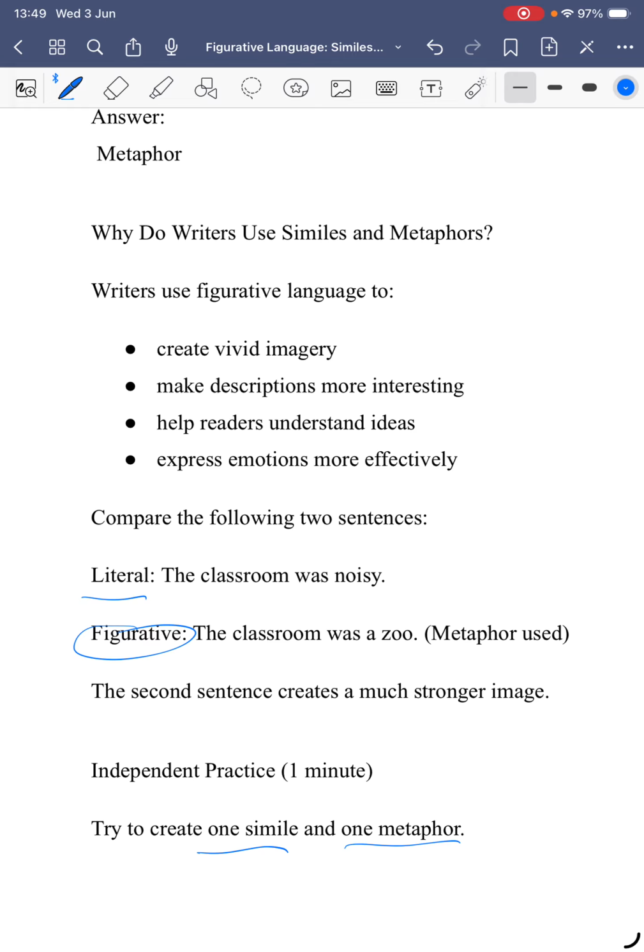So, think about it. The classroom was noisy. This sentence is perfectly fine and correct, but if I want to make it a bit more imagery or interesting, I would say the classroom was a zoo. These two sentences bring the same meanings, but the second one has more interesting factors and imagery in terms of ideas and meaning.